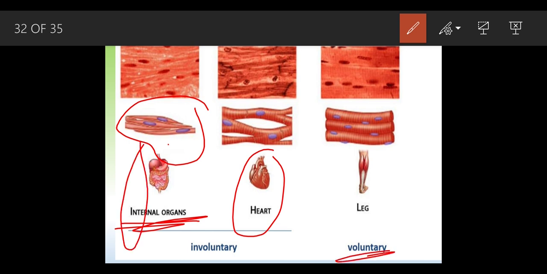And these voluntary muscles are present in the legs and all. Okay, legs, arms, neck. Okay, the leg is under our control. If I have to walk, then only I am going to walk. If I don't have to walk, I am going to sit. Okay, so it is under our control.